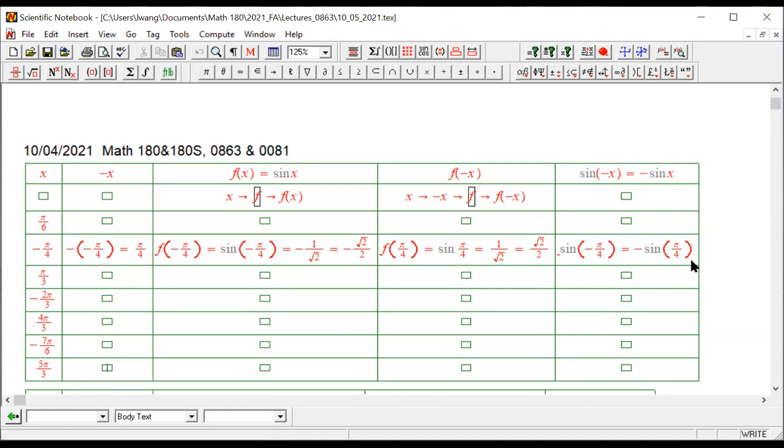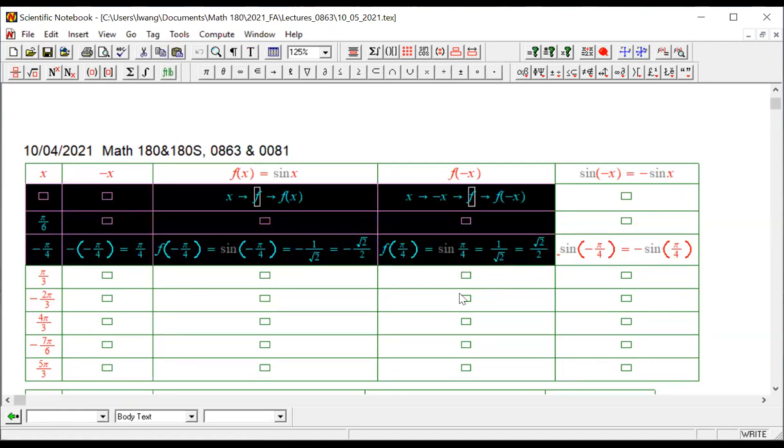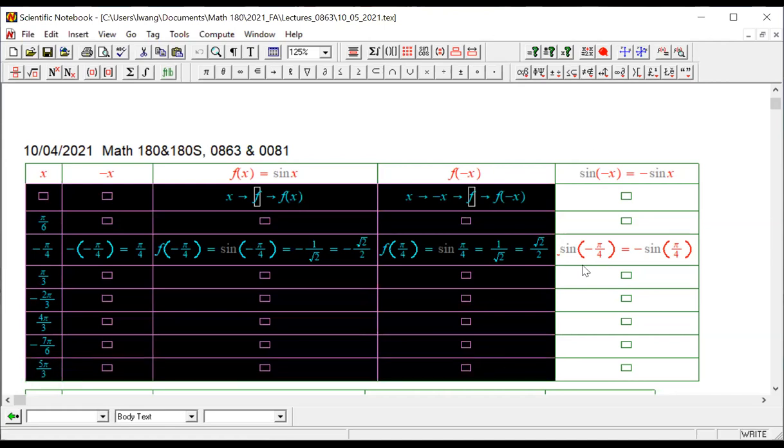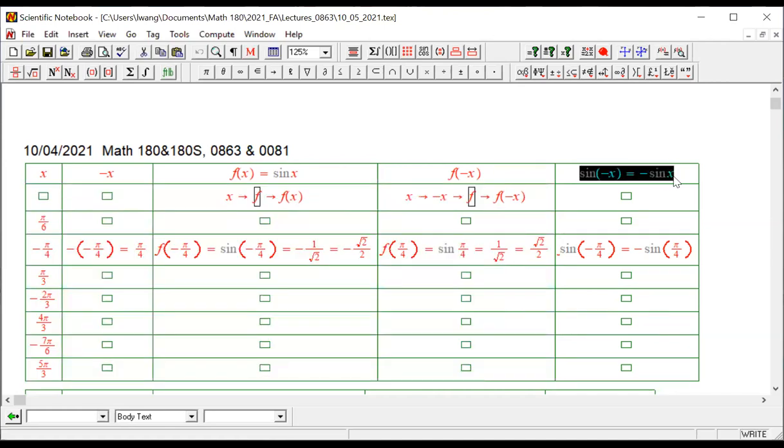You just go straight there. So all of this is just to show you this form is true for any x, for any input. We have only given you several of the inputs to demonstrate the meaning of it.